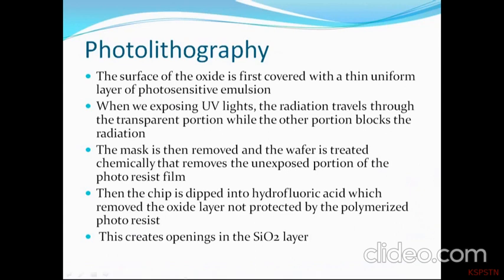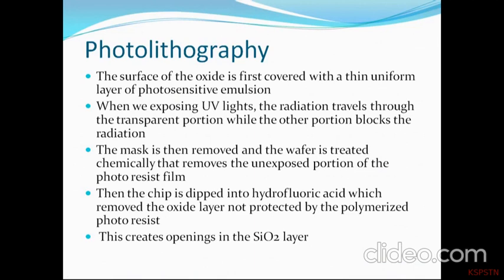As shown in the figure, the surface of the oxide is covered with a thin uniform layer of photosensitive emulsion. The mask, a black and white negative of the required pattern, is placed over the structure. When we expose it to UV light, the radiation travels through the transparent portion only, while the other portion blocks the radiation. The mask is then removed and the wafer is treated chemically, which removes the unexposed portion of the photoresist film. The polymerized region is cured so that it becomes resistant to corrosion.